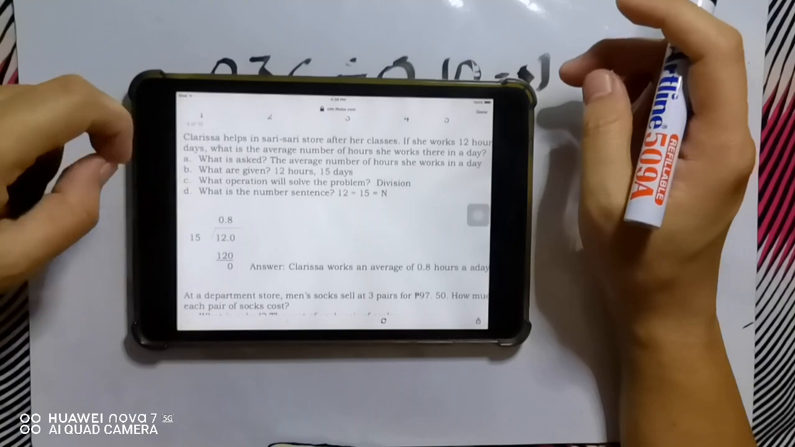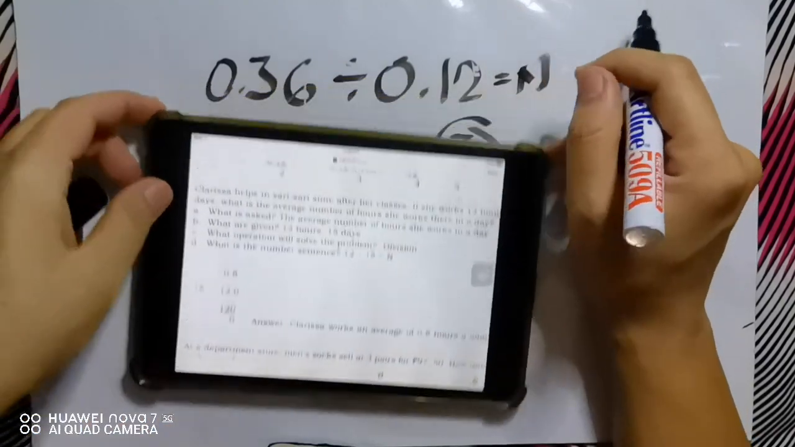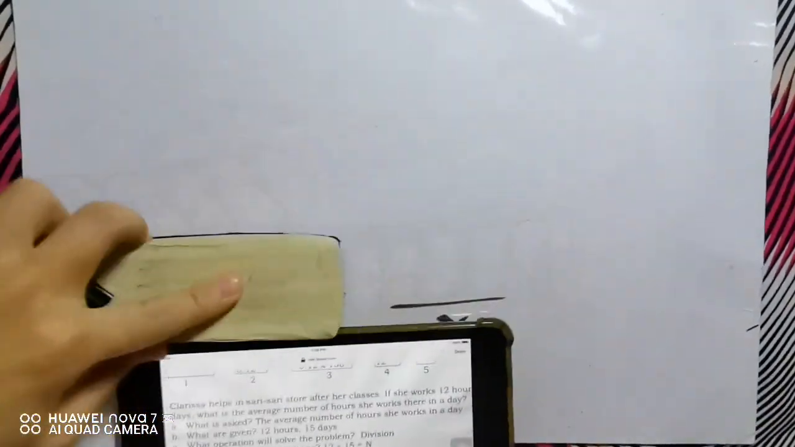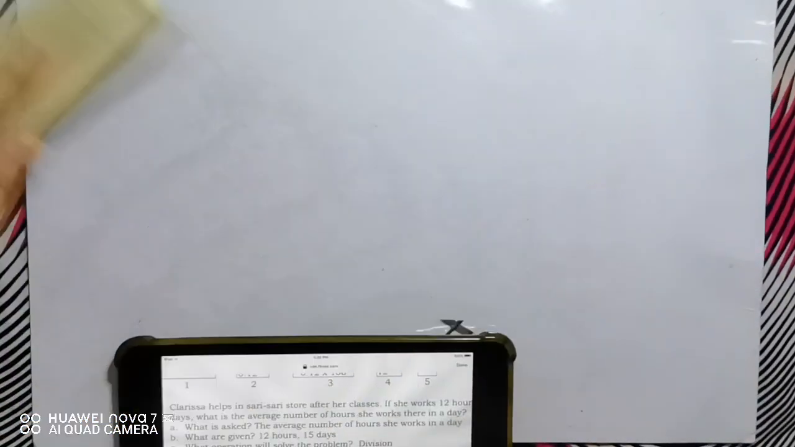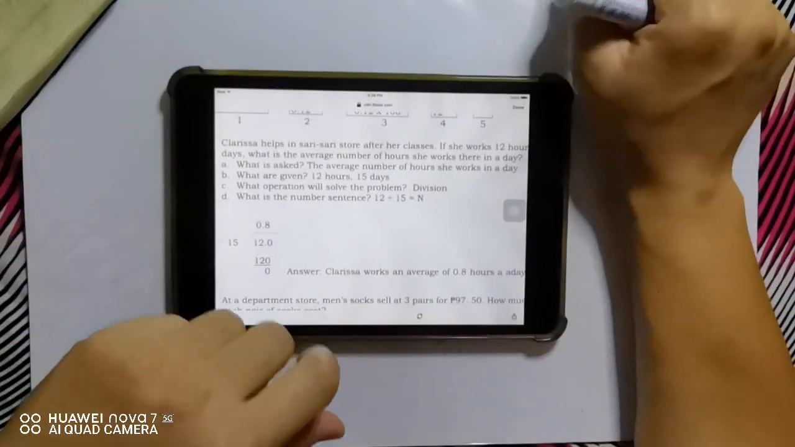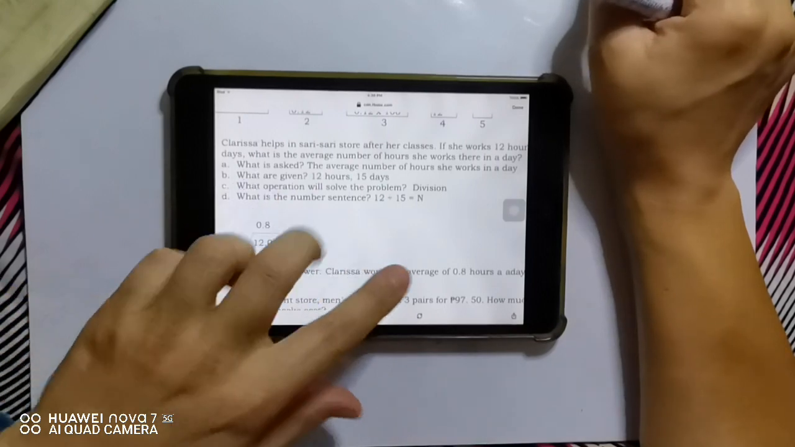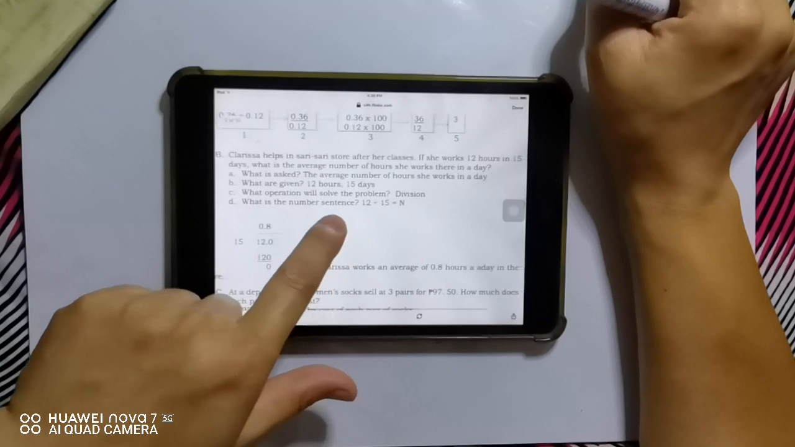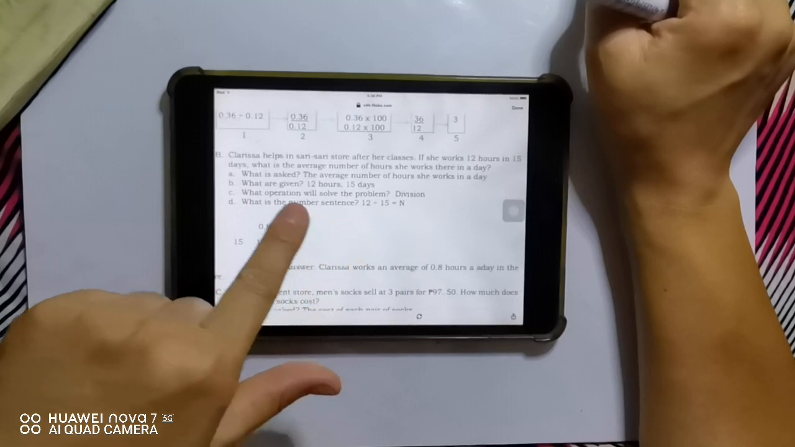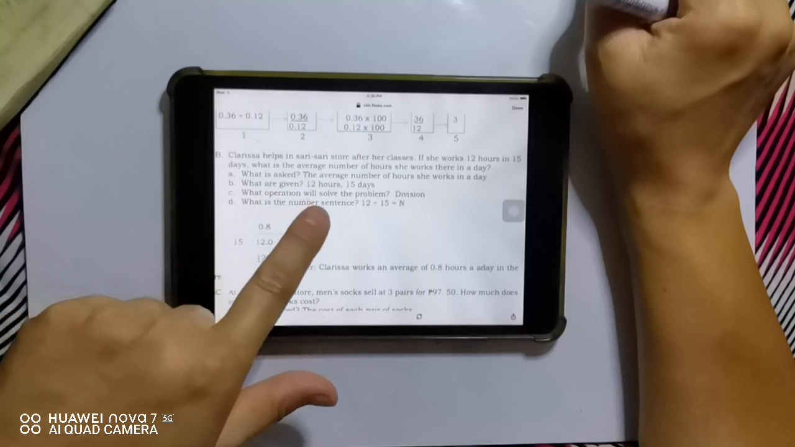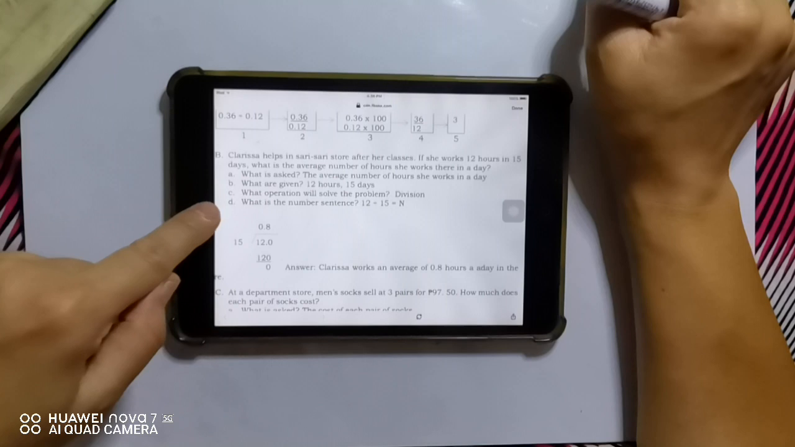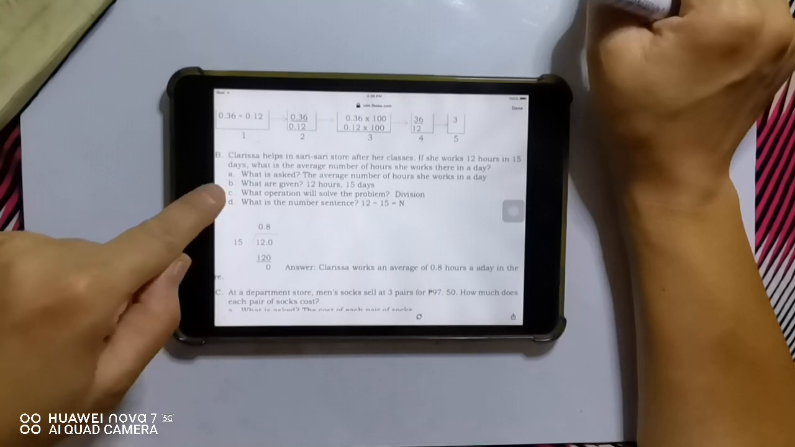Let's try again the other one. Okay, so let's erase this first. Okay, we will be using different examples pero ito muna. Gamitin muna natin yung nasa module. Clarissa helps in sari-sari store after her classes. If she works 12 hours in 15 days, what is the average number of hours she works there in a day? So again, these are the questions that are needed to be answered in solving word problems.